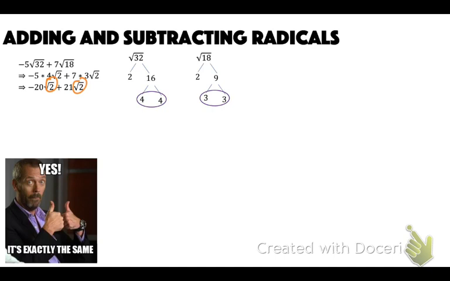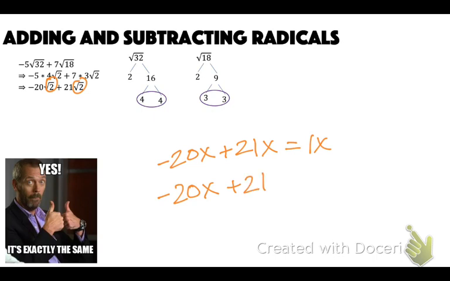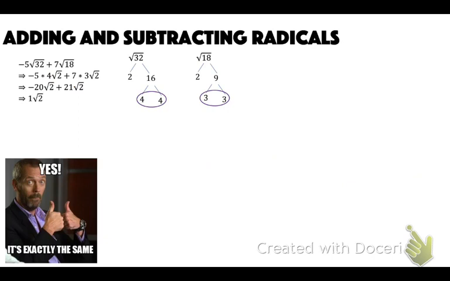Okay, it's a lot like if we had negative 20x plus 21x, I could add those and get 1x, right? But if I had negative 20x plus 21y, I can't add those. That still equals negative 20x plus 21y. Same thing here. If this was a square root of 3, then I couldn't have done anything. But since it's not, I can combine these to just be 1 square root of 2, which is the same as the square root of 2.